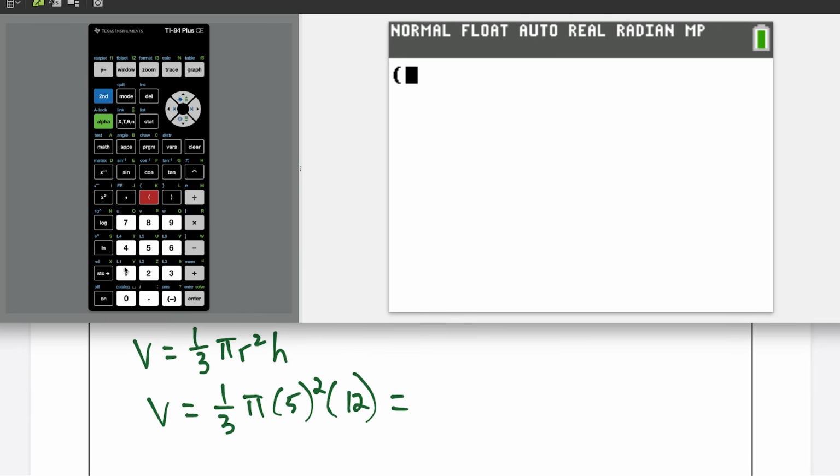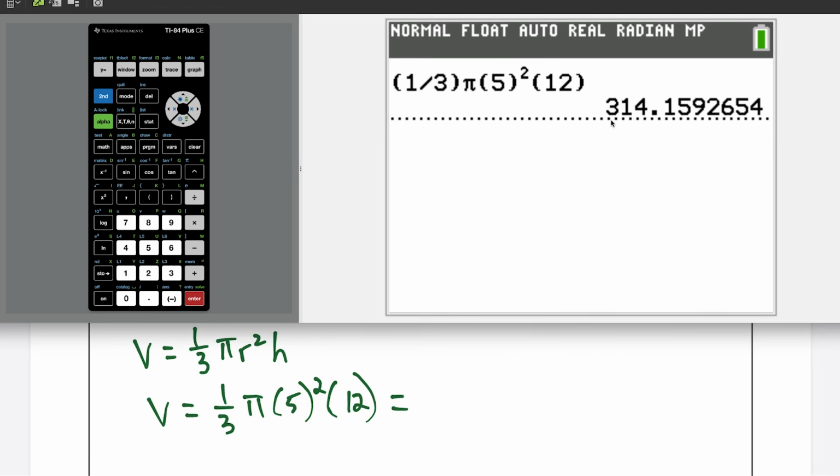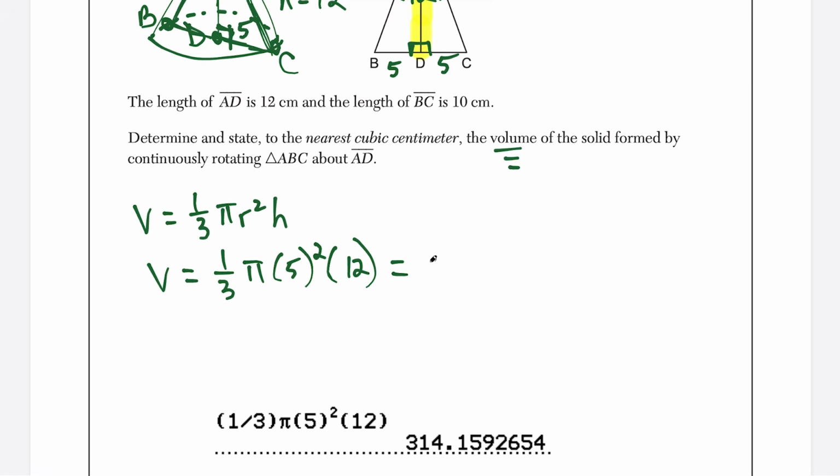We have 1/3, and I'll just write this in parentheses. And then we have pi is second and this up arrow here. And then we have r is 5, and we're going to square this and then multiply by 12. And remember, in math, parentheses means multiply, so we could just type it just like this in the calculator. And to the nearest whole number here, we're going to have 314. So to the nearest whole number, our volume is going to be 314 cubic centimeters.